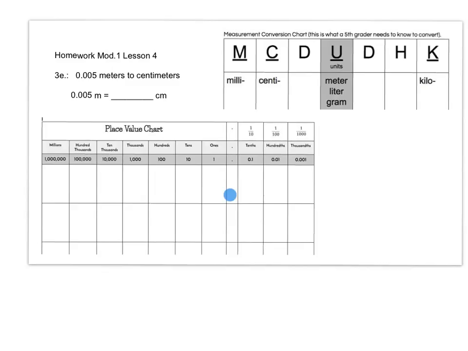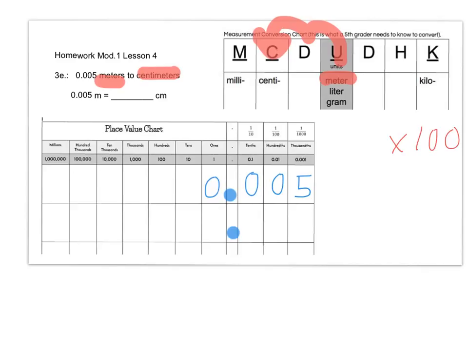So always put your decimals in, and then we're going to write it as 0.005, so it's 5/1000ths, and we'll put this 0 in also. And then we remember that we are moving from meters to centimeters, but that's only 2 hops to get to the centimeters. So that is times 2 columns, 100. 10 times 10 is 100, 2 columns, or times 10 to the power of 2.